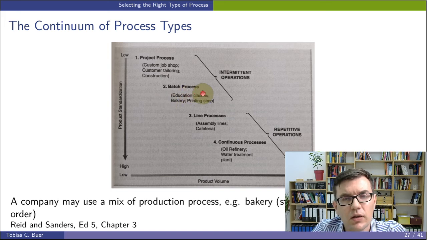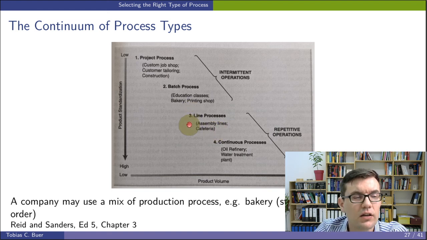But you move through different programs, different courses, not all at the same time. Different students study different programs. There are different production steps. Maybe some need to repeat a course, so they have a different schedule than their fellow students, so therefore it is more customized. Line processes are typically assembly lines, or for example the canteen if it's well organized.